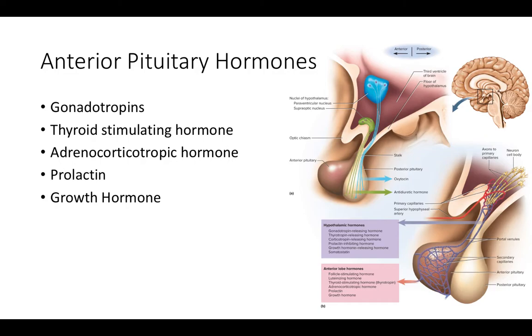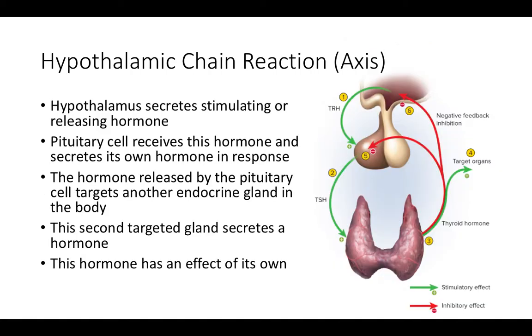So hormones that come from the anterior pituitary gland, these are the ones that we're going to talk about today. We have gonadotropin. So your gonads are your testes and ovaries. So we'll talk about gonadotropins. We'll also talk about thyroid stimulating hormone, which is what you saw in this picture here.